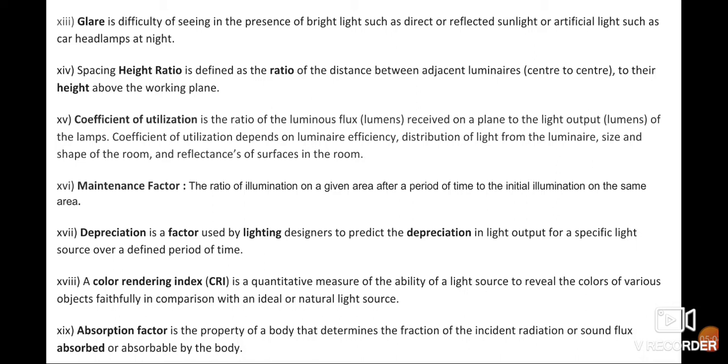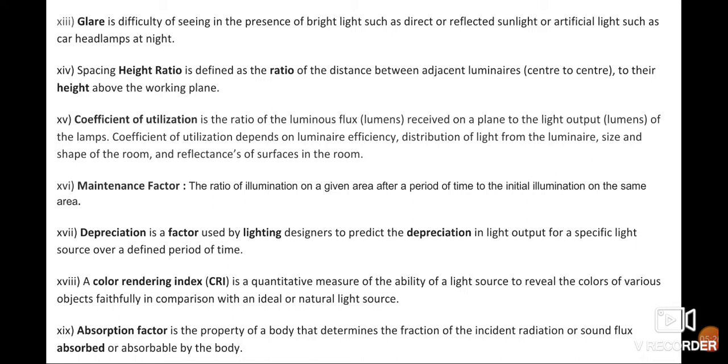What is coefficient of utilization? It is the ratio of the luminous flux received on a plane to the light output of the lamps. Coefficient of utilization depends on luminaire efficiency, distribution of light from the luminaire, size and shape of the room, and reflectances of surfaces in the room.